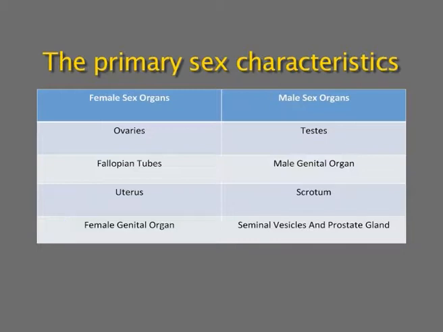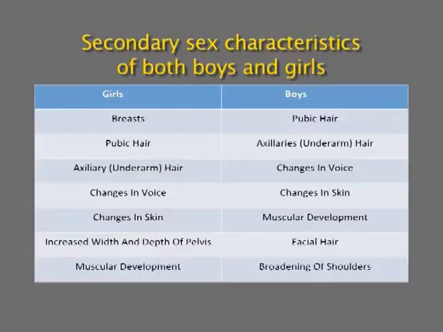The male sex organs are the testis, the male genital organ, scrotum, seminal vesicles and prostate gland. These reproductive organs develop and mature during puberty. Following are the secondary sex characteristics of both boys and girls. The table shows the secondary sex characteristics of both boys and girls.